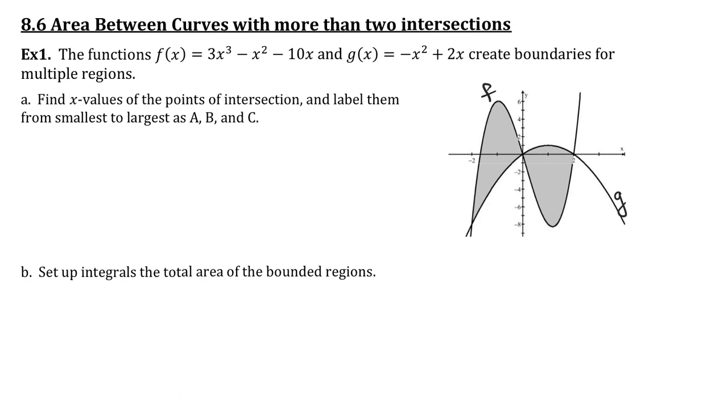Okay, the first thing is I'm going to find the x values of the points of intersection and label them from smallest to largest as A, B, and C. Now if I had a graphing calculator, I could just graph it and use that to calculate the points of intersection, but you don't always have a calculator, so let's go ahead and calculate it by hand. I'm trying to see when f of x equals g of x. So let's set them equal to each other and then do some algebra.